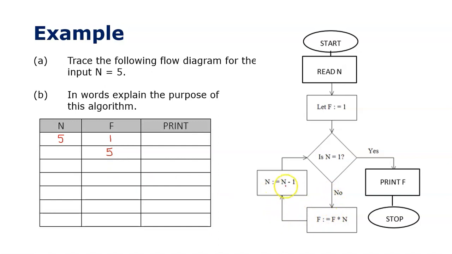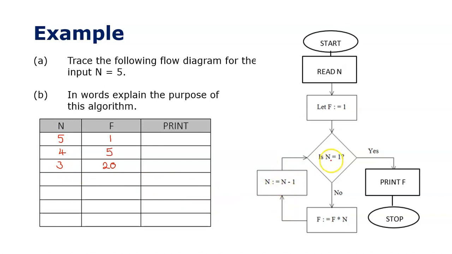And I keep on going around. N equals n, take away 1. Well, my present n is 5, so if I take away 1 from that, I get 4. And I'm back to this box again, and you can see I'm just going to do this a number of times. Is n equal to 1? Well, no, it's still equal to 4. So no, so f equals f times n. So again, I times the f, the 5, by the n, 4, that's 20. And then it goes back here, take away 1 from the value of n. So now it's 3. And I can see I'm going to do this 5 times.